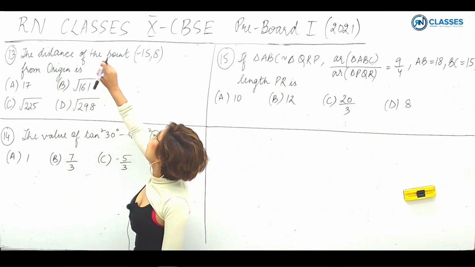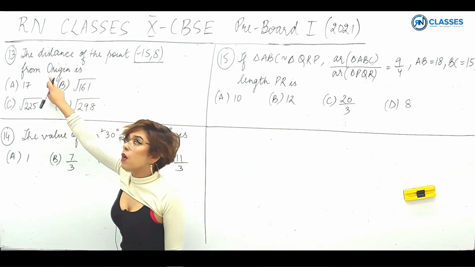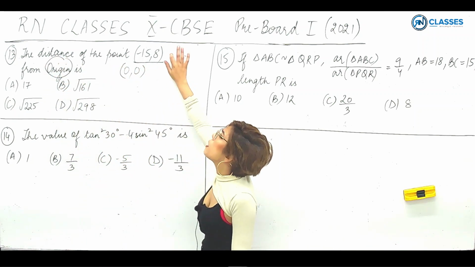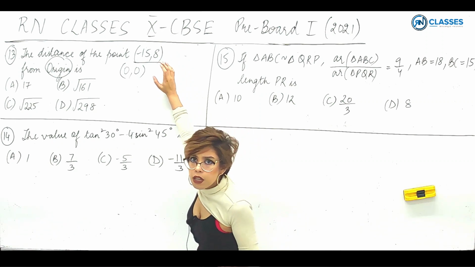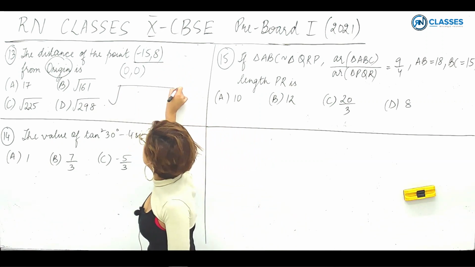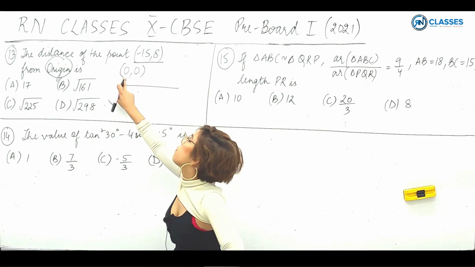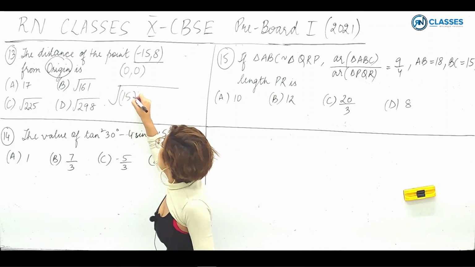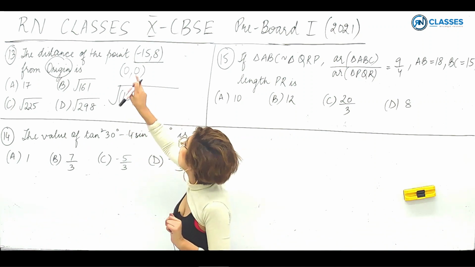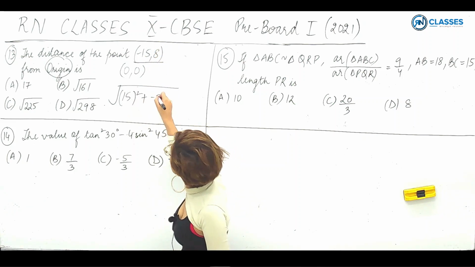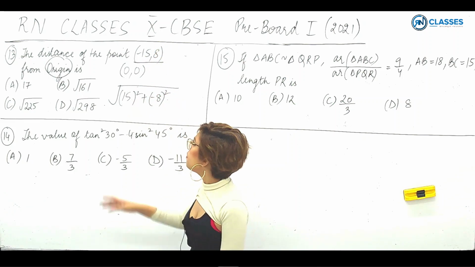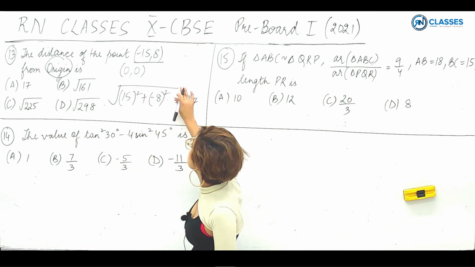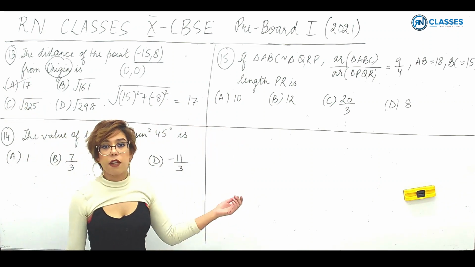He says the distance of the point from origin is. Now, I know the coordinates of origin is 0, 0. I need to find the distance of this point from this point. I can use the distance formula, which is what? Square root of x2 minus x1, so 0 minus 15, so that is 15 whole square, plus y2 minus y1 whole square, so minus 8 whole square. Now this is 15 square plus 8 square, Pythagorean triplet I know. This is nothing but 17. So option A is the correct one.